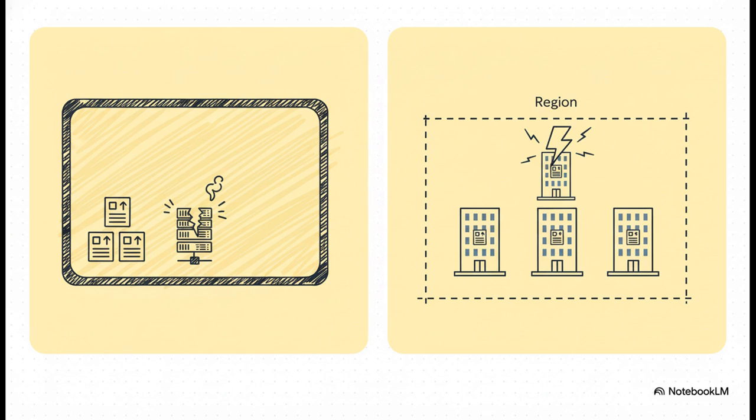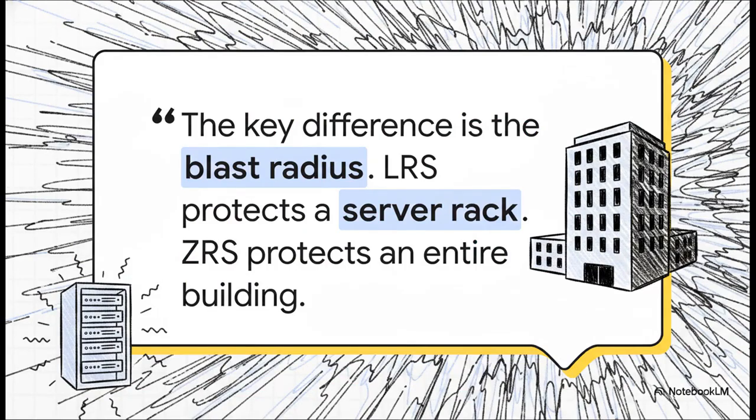Now, zone redundant storage, or ZRS, is a huge step up. It also makes 3 copies, but it spreads them out across 3 completely separate data centers or availability zones, all within that one region. So for the exam, the key thing to remember is the blast radius. LRS protects you from a small failure, like a single server rack. ZRS protects you from a much bigger failure, an entire building going dark.